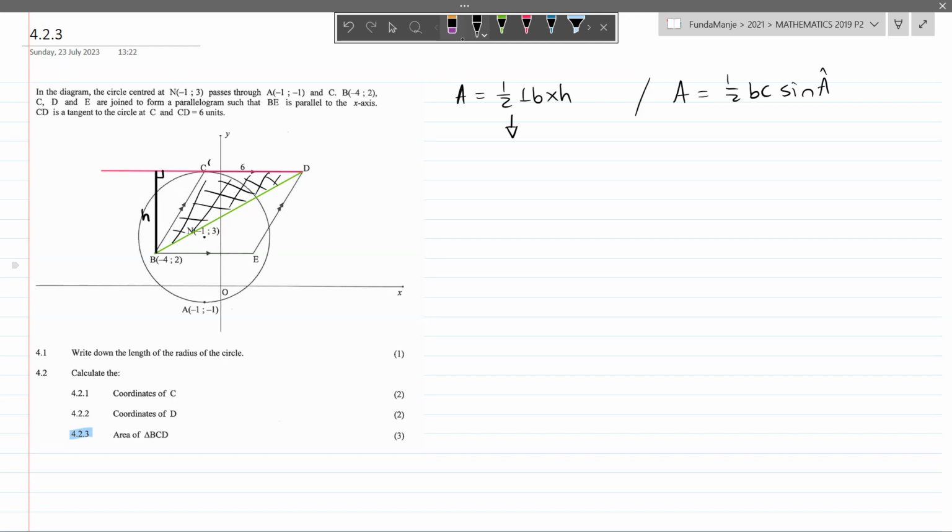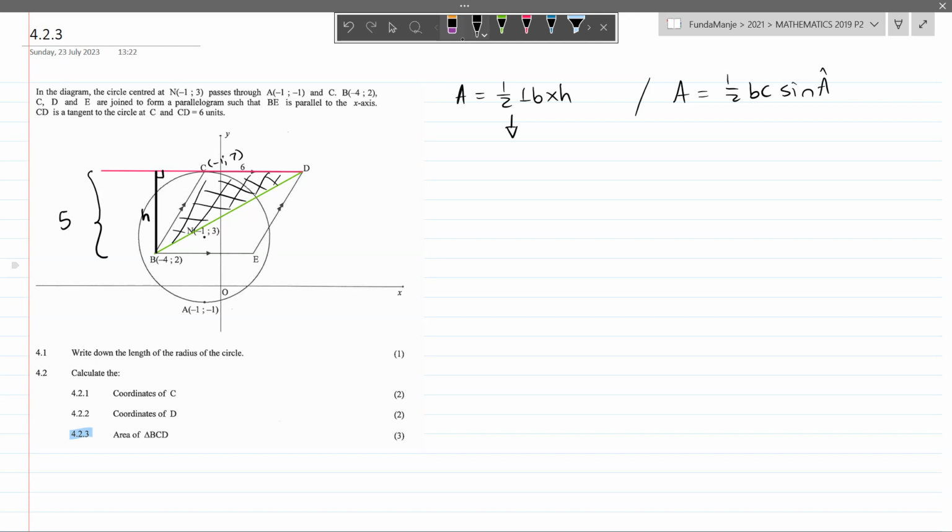So C had coordinates -1 and 7. And the coordinates here are -4 and 2. But we are mostly interested in the y value because that will help us gauge just how much it takes to get from that point to this point. So 7 minus 2 gives us 5, which is 5 units.